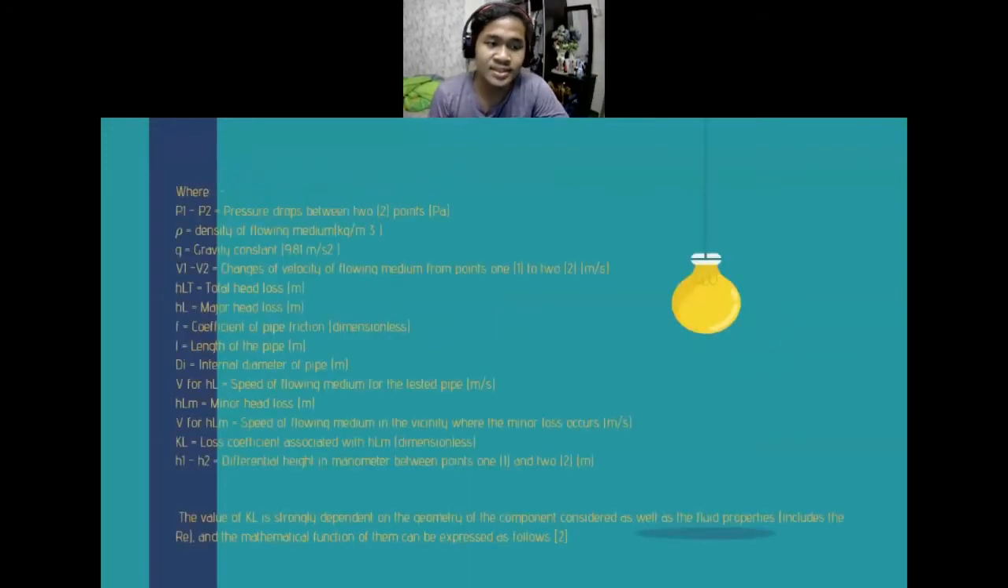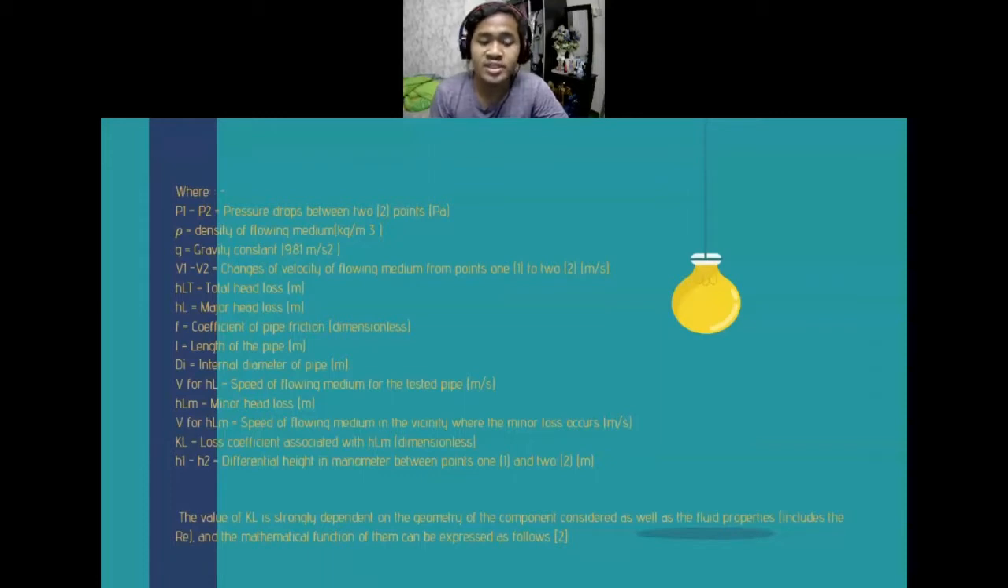So, on the next slide, P1 minus P2 equals the pressure drop between 2 points in Pascal, rho equals the density of the flowing medium in kg per meter cubed, G equals the gravity constant 9.81 meter per second squared. V1 minus V2 equals the change of velocity of the flowing medium from point 1 to point 2 in meter per second. HLT equals total head loss in meter. HL equals measured head loss in meter. F equals coefficient of pipe friction, dimensionless. L equals length of the pipe in meter.